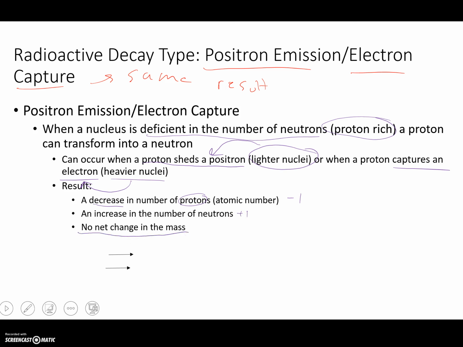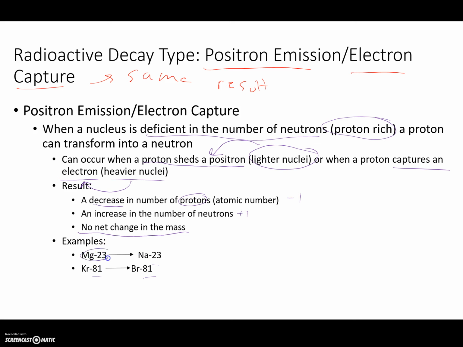All right? So some examples we can look at. We have magnesium-23 transforming into sodium-23, right? And krypton-81 transforming into bromine-81. In both cases, we're decreasing our atomic number. We're increasing the number of neutrons, but notice the masses remain constant. All right, so let's look at each of these a little bit more carefully.